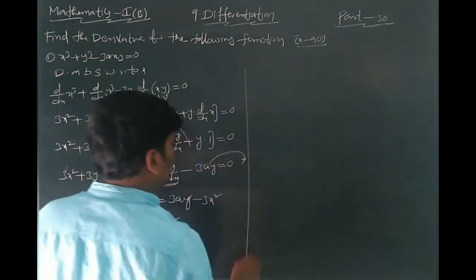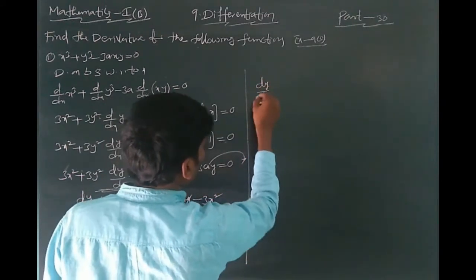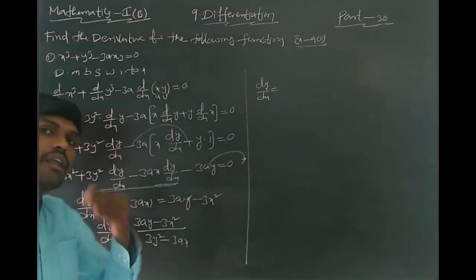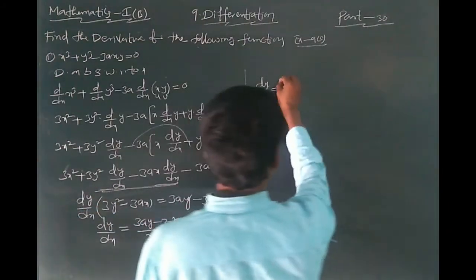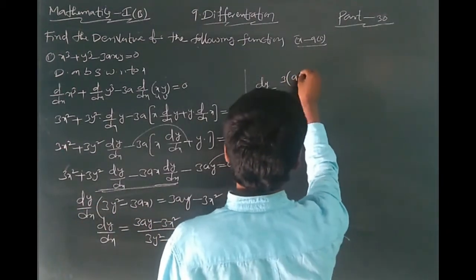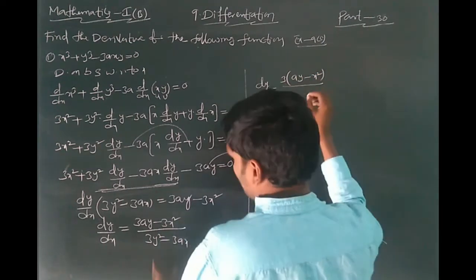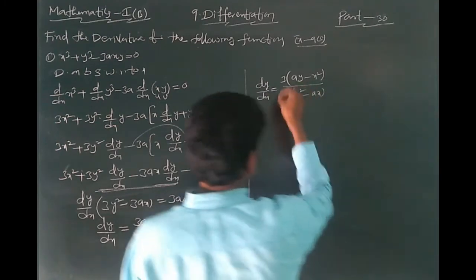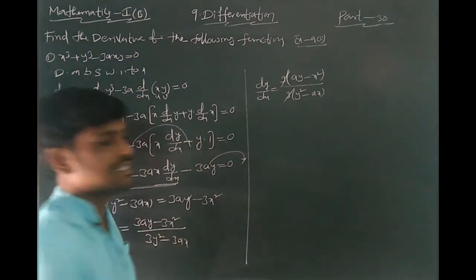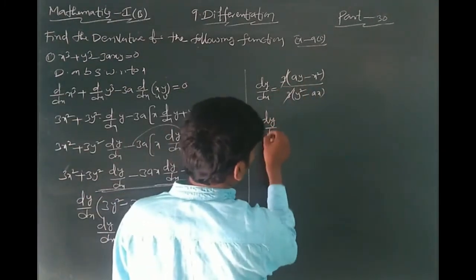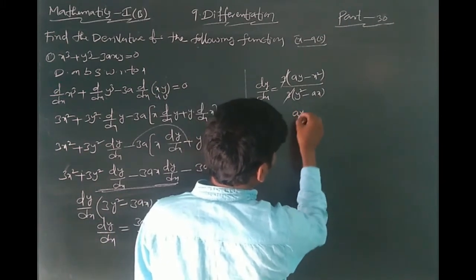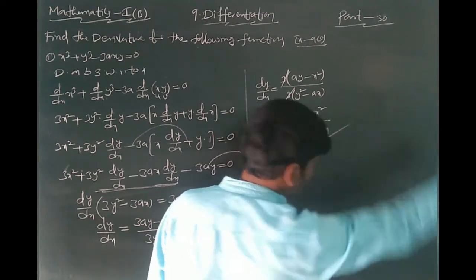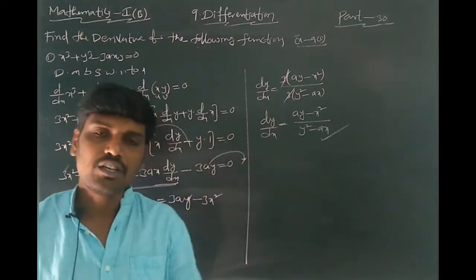In this, dy by dx is equal to numerator by denominator. Which one is common? In the numerator, 3 is common, and in the denominator also 3 is common. Taking 3 common in the numerator gives ay minus x square. Taking 3 common in the denominator gives y square minus ax. In these two terms, 3 gets cancelled. The remaining dy by dx is equal to ay minus x square by y square minus ax. This is the value of dy by dx. Understood or not?